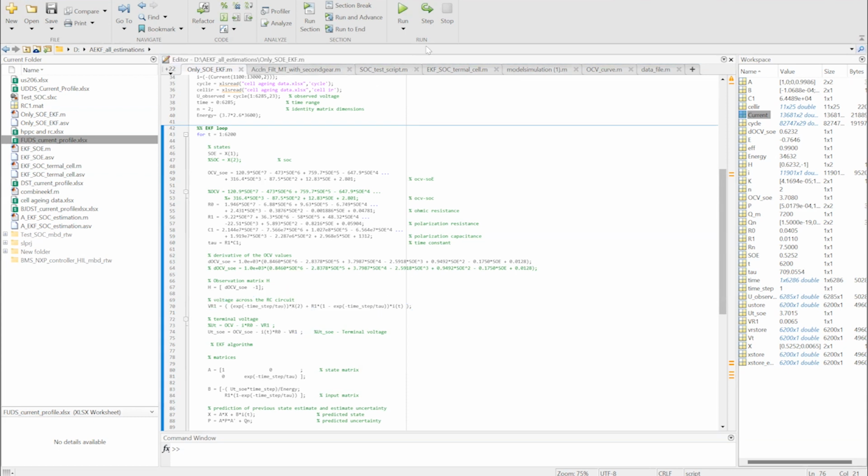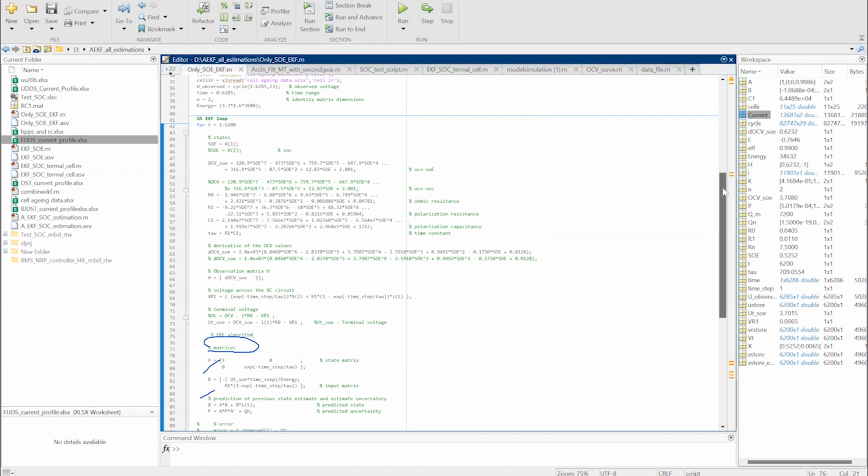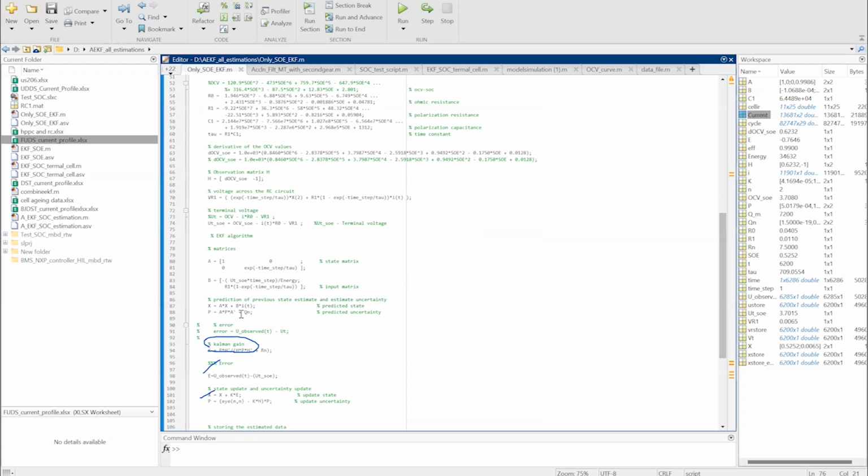Okay. And then the algorithm, that is EKF. So, A, B matrix.